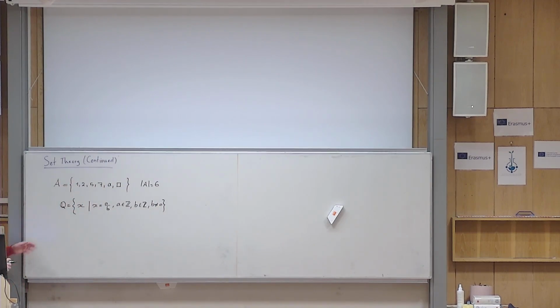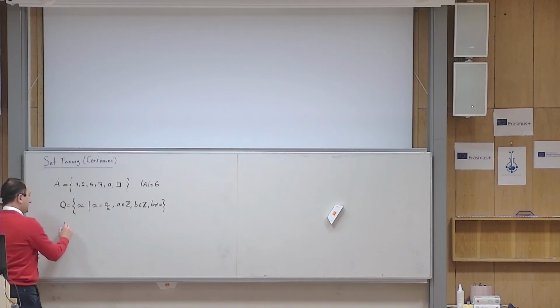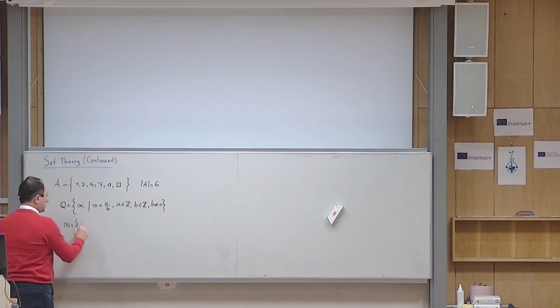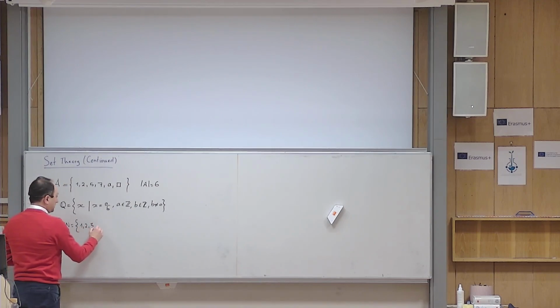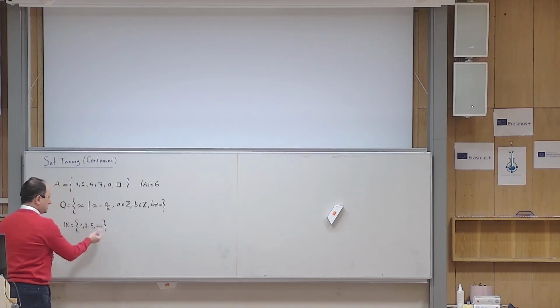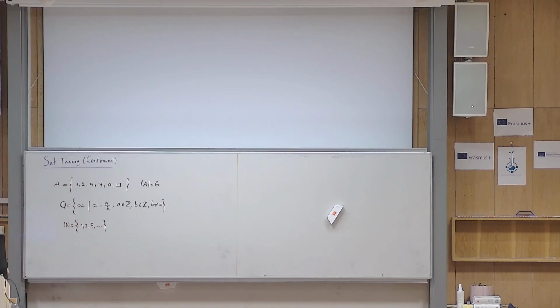So we describe the elements of a set. Because the elements of this set don't follow any regularity or pattern, we cannot use the dots. But for the set of natural numbers, I can write 1, 2, 3, and then I can put some dots because this follows the same pattern.